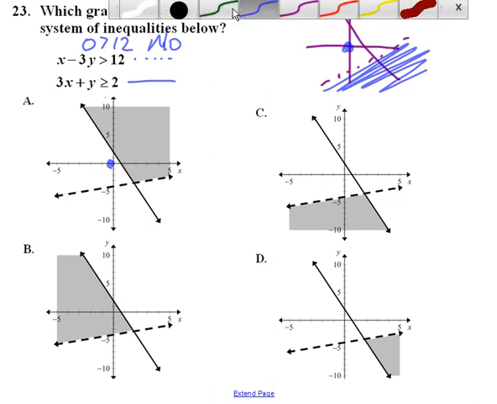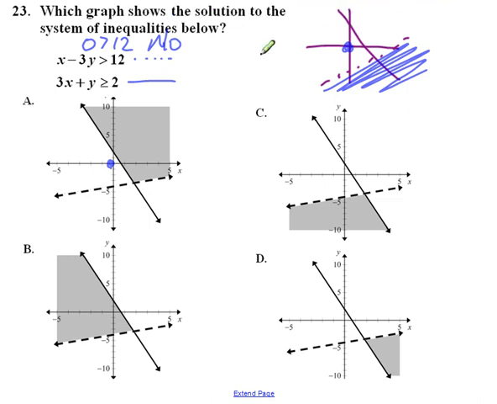Next, let's go with this yellow color. I'm going to check my solid line. Again, 0, is that bigger than or equal to 2? Oh, that really did not work out well for me, did it? That's what I get. 0, is that bigger than or equal to 2? No, 0 is not. So do I want to shade where 0 is for my solid line? No, I'm not going to shade over here. I'm going to shade the other side.